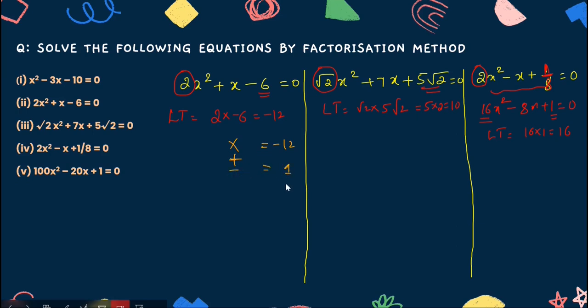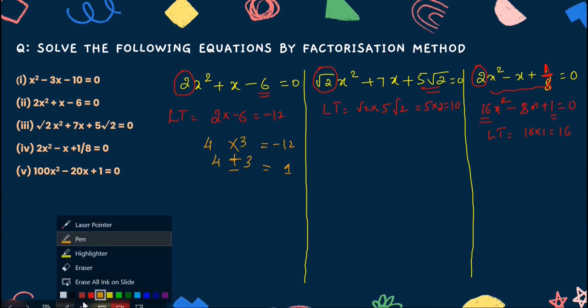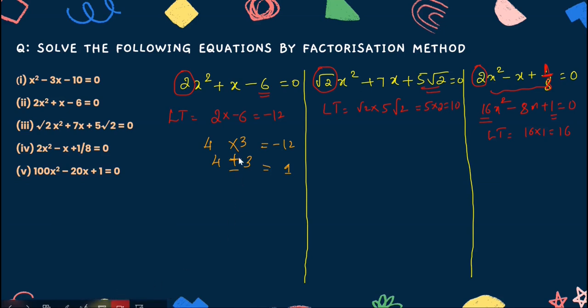And the middle term should be what? 1. So I already told you 4 and 3 are the factors. But here 4 plus 3 won't work. Which will work? 4 minus 3 will work. Right? So let's rewrite this now.